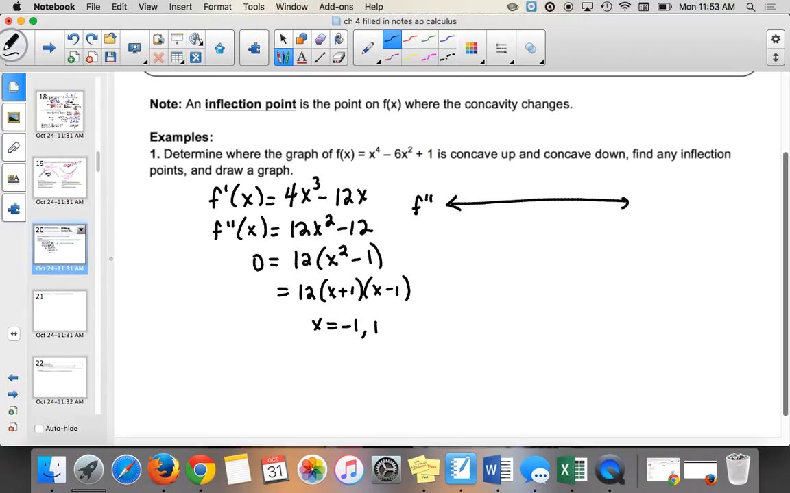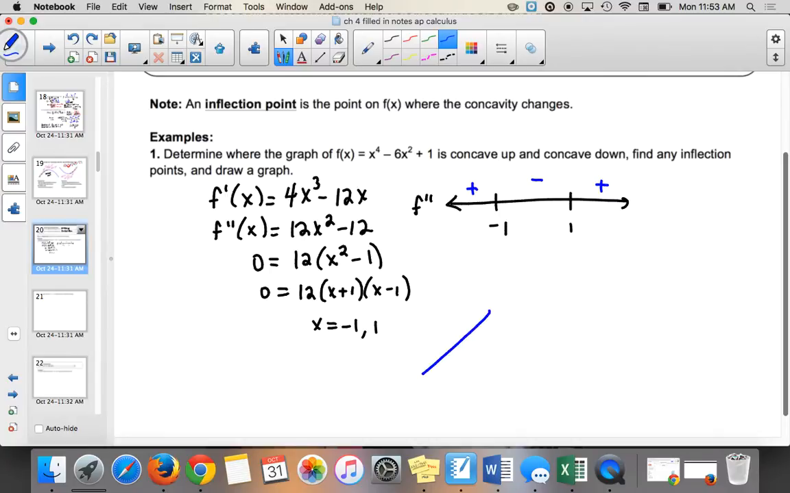And we do an f double prime number line. So we have -1 and we have 1. And we're going to test in f double prime. That's why I was very specific on those previous ones, and I always wrote f prime next to the little number line, because I knew that I was going to eventually do f double prime. So when I plug in -2 into the second derivative, I get 12 times a negative number times a negative number, which is a positive number. If I plug in 0, I get positive, positive, negative, which is negative. And if I plug in positive 2, I get positive, positive, positive, which is positive.